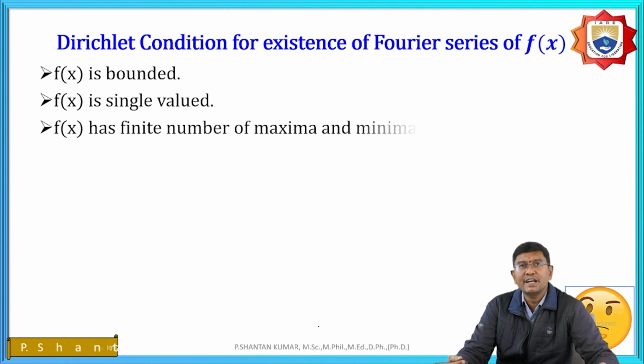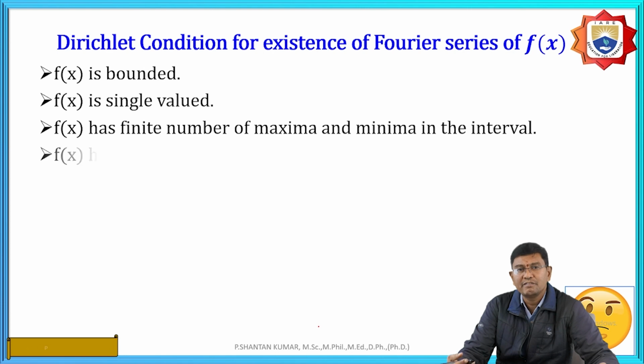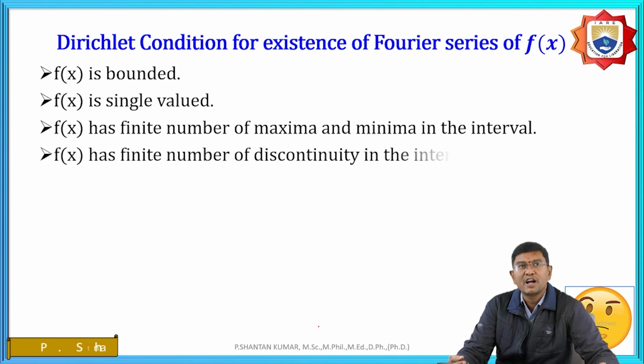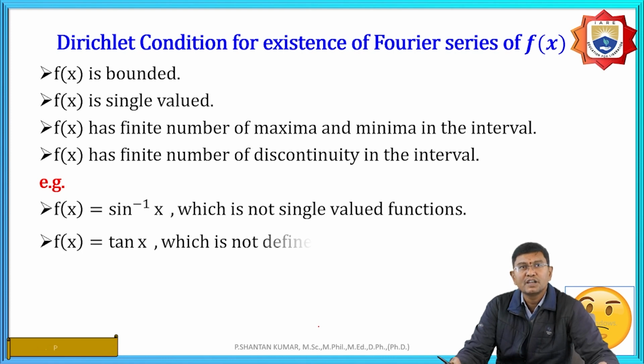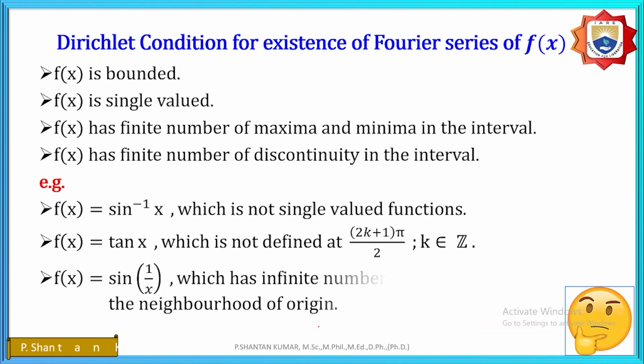f of x has a finite number of maxima and minima in the given interval, which we obtain depending upon the problem. And f of x has a finite number of discontinuities in the interval. When these are satisfied, the condition holds. For example, sin inverse x is not a single valued function, and tan x is also not defined in the interval.